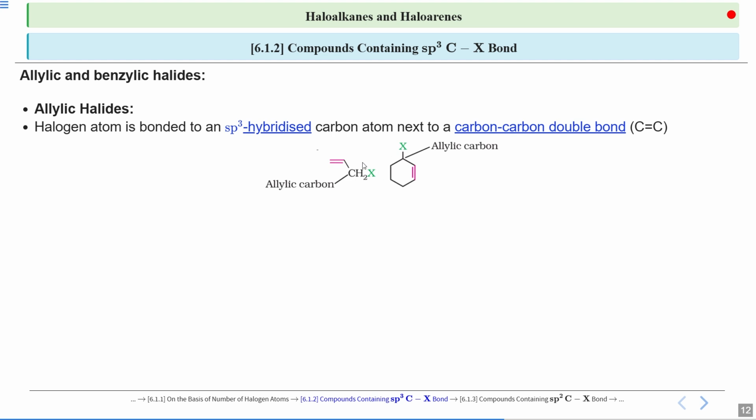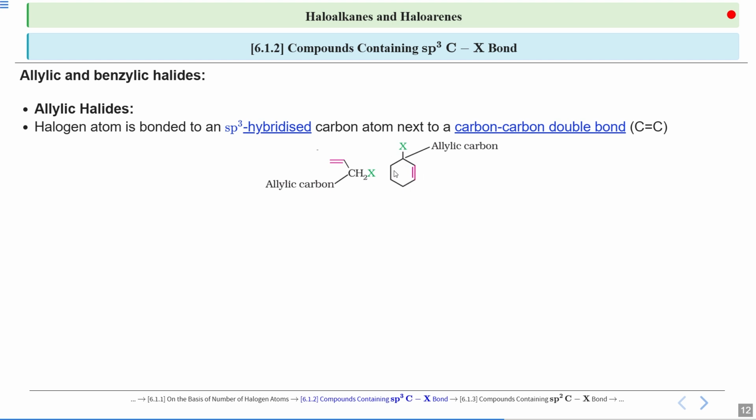And this carbon which is bonding with the C double bond C and also halogen, this is also known as allylic carbon. Okay, similarly you can see this another diagram where we have this halogen representation by X. It is bonding with the carbon. Okay, don't confuse with the ring. It is not a benzene ring, right?